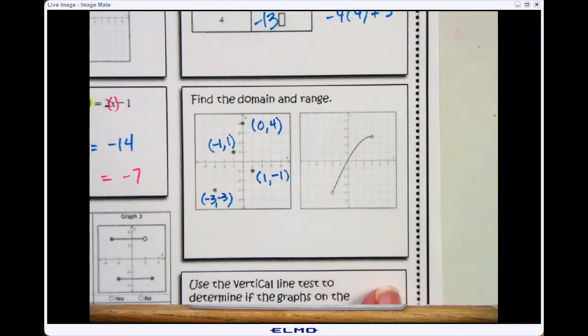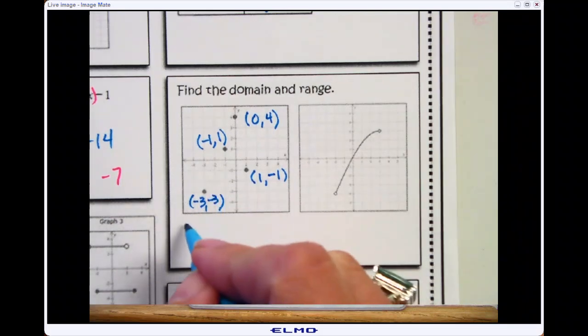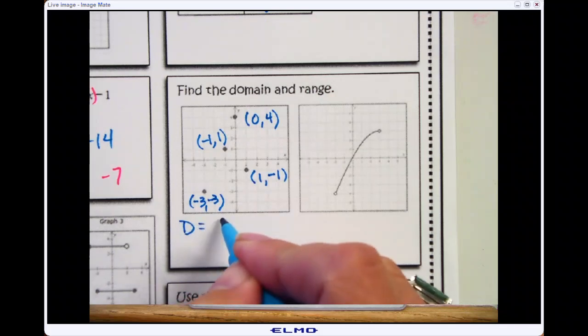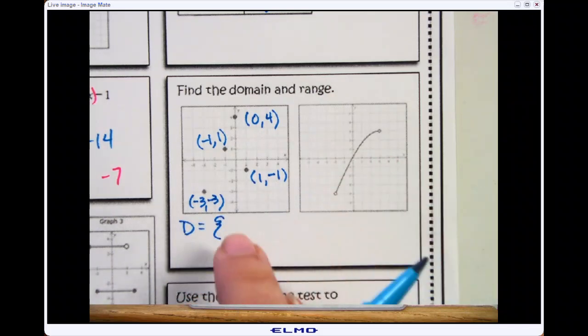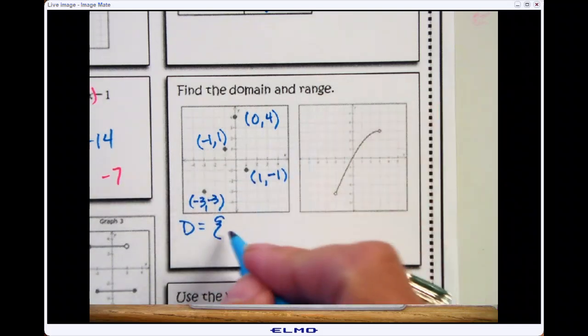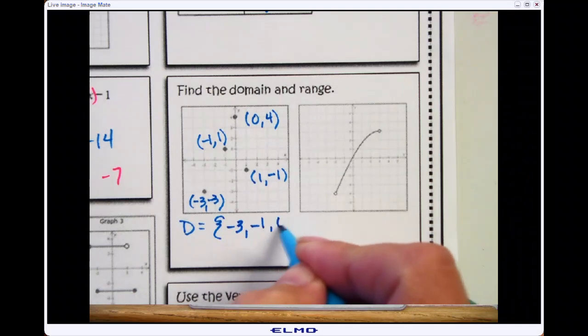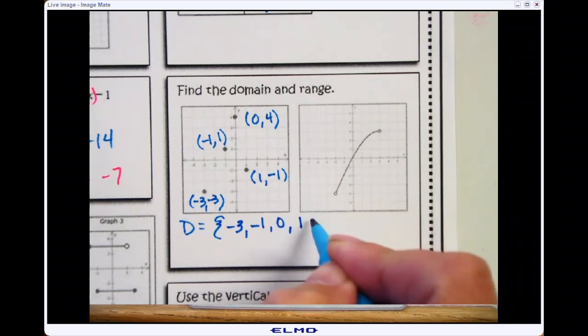Okay. Now that I have those written down, it's easier for me to list the domain and range, right? Because I don't have to count it every time now. So my domain, all my x values. I'm just going to go in this direction: negative 3, negative 1, 0, and 1.